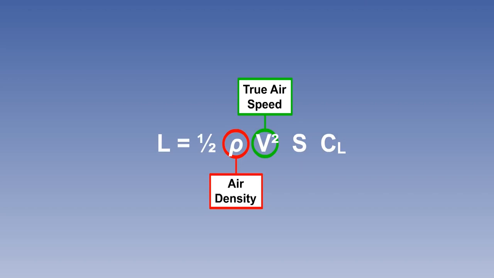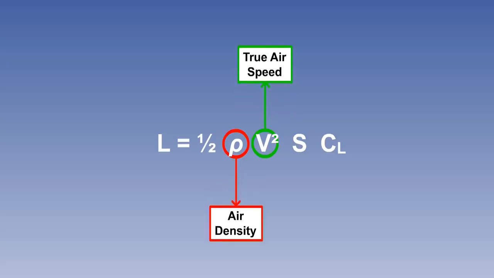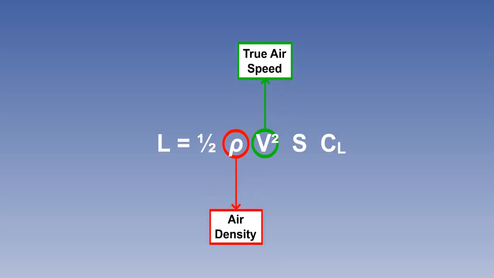With increasing altitude and decreasing density, the TAS will increase if the indicated airspeed, IAS, and thus dynamic pressure are maintained.